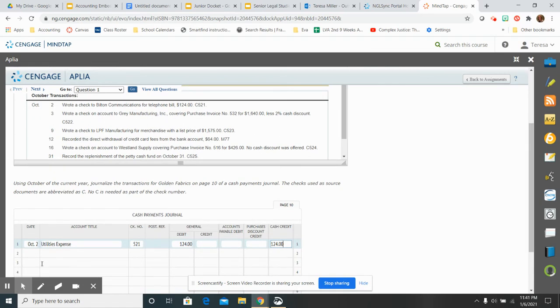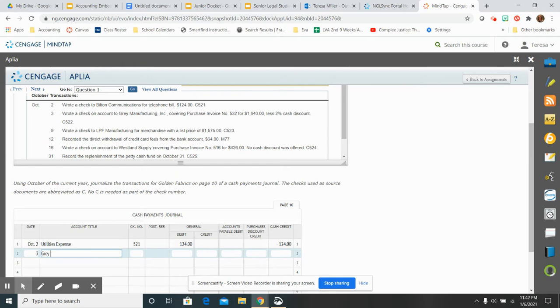And anytime we have a check, or we've issued a check, it has to be a cash credit. Has to. All right, October 3rd, we wrote a check on account to Gray Manufacturing covering purchase invoice number 532 for $1,640 less a 2% cash discount. So what that means is that earlier in our purchase journal, we debited purchases $1,640, and we would find that on purchase invoice number 532. But now we're paying it off.